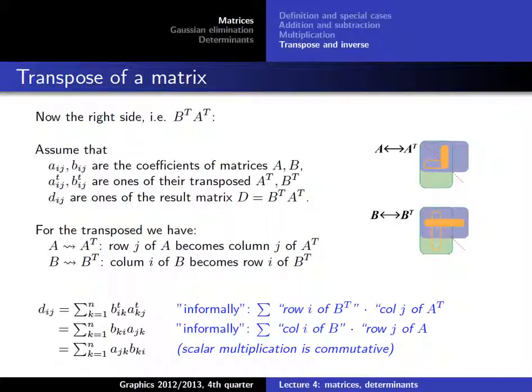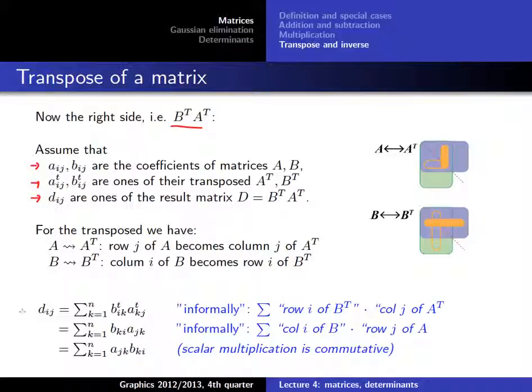Good. Now if we look at the right side, B transposed, A transposed, I also introduced some different notation to illustrate the different cases. So A and B are the coefficients of the original matrices. Then I denoted A and B with an index T at top to illustrate the coefficients of the transposed matrices. And then we want to calculate this matrix, I called it D now, with the coefficients Dij, that is the product of both transposed in that order.